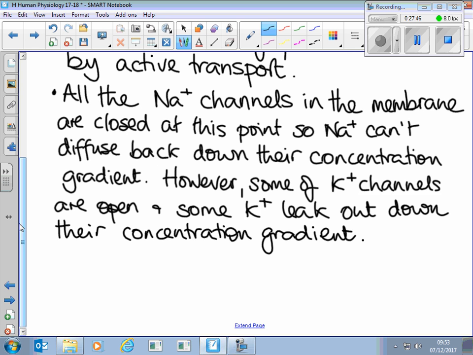Now, in the exam, I am likely to give you this as a gap-filling exercise. Alright, so it'll be a written account of what happens with gaps in it that you've got to fill in. However, we've got a lot of revision to do before that.